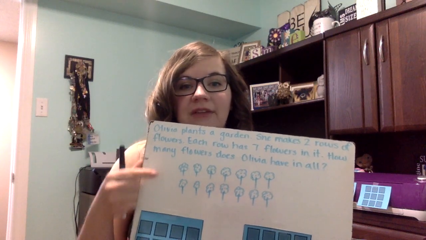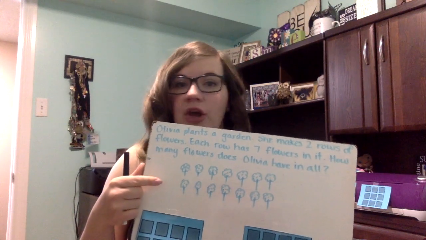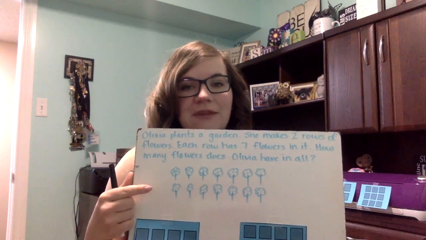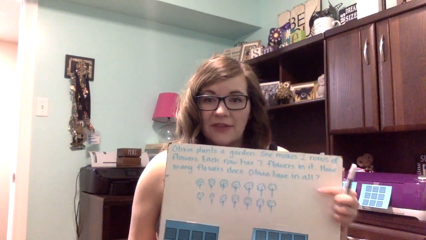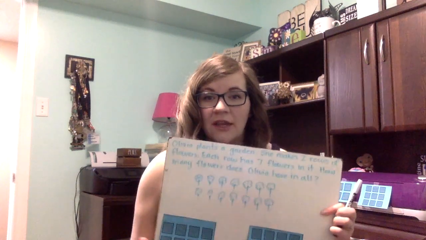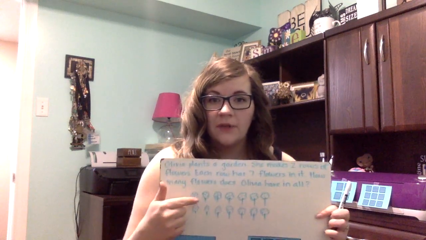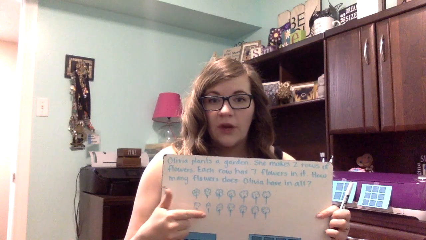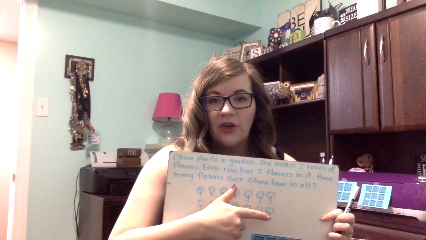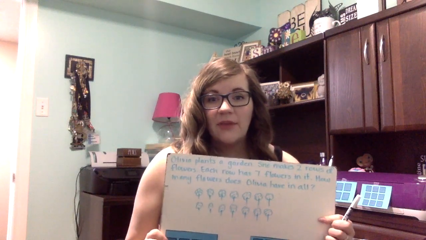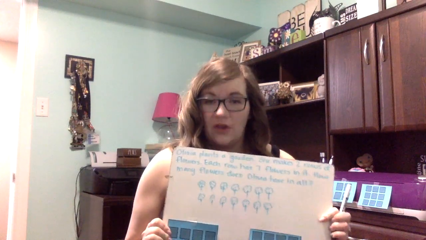So we can add 7 plus 7, and I know we're really good at our doubles, so that should be nice and easy for us. I know that we're really good at adding our doubles, so 7 plus 7 is 14. We can also count the columns by going 2, 4, 6, 8, 10, 12, 14. So Olivia planted 14 flowers in all.